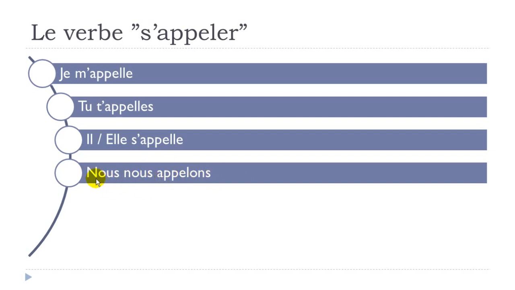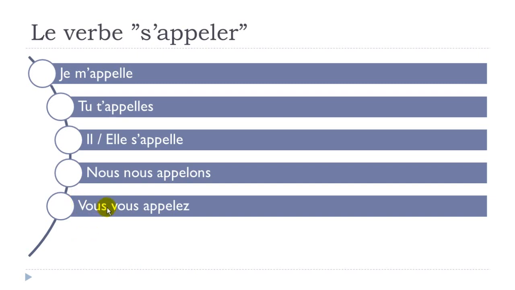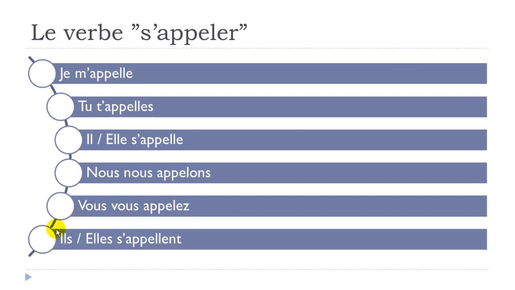So let's pronounce the whole thing again. Nous appelons. Okay, final s doesn't exist. Then vous vous appelez. Okay, so you can hear we put the little link again here. Vous vous appelez. All right, and the last ones, il s'appelle, elle s'appelle.